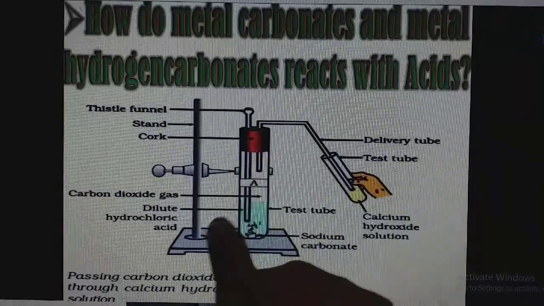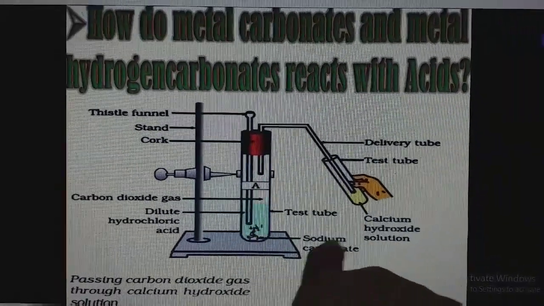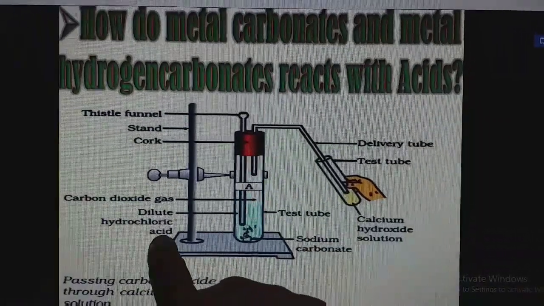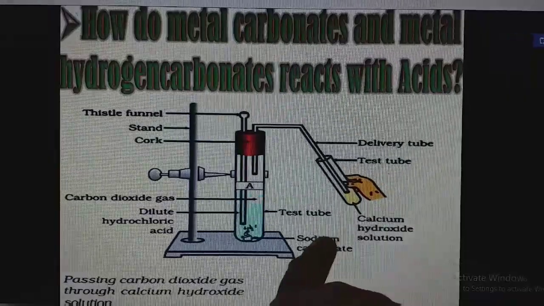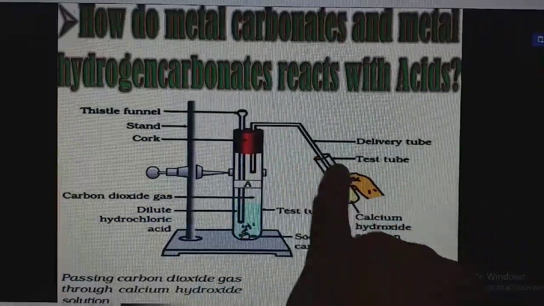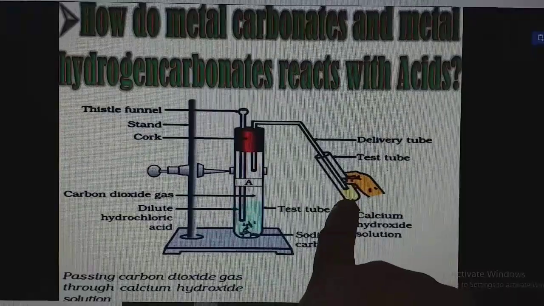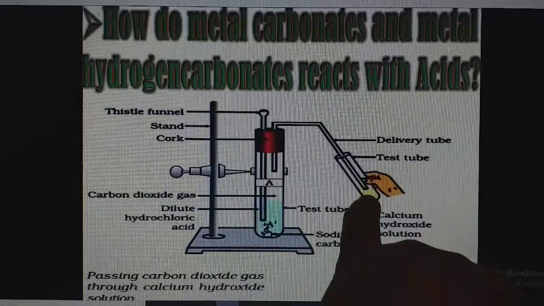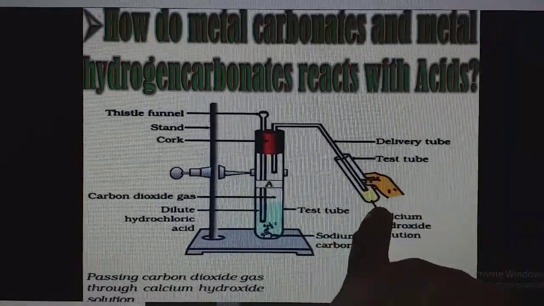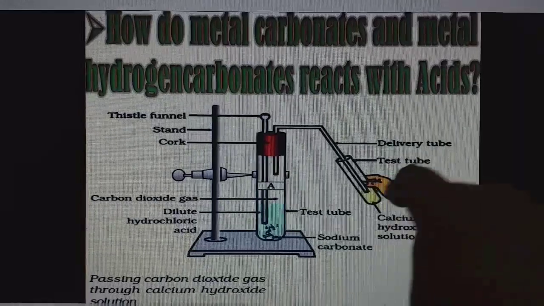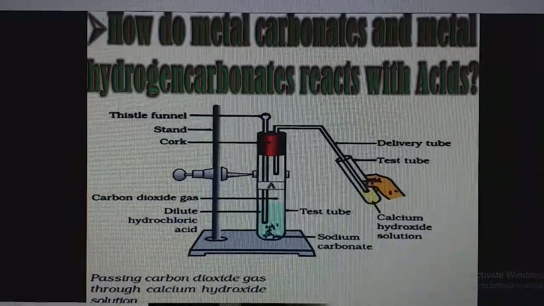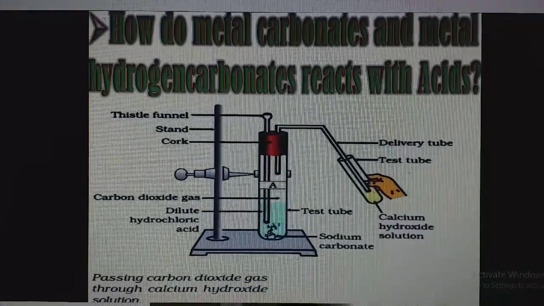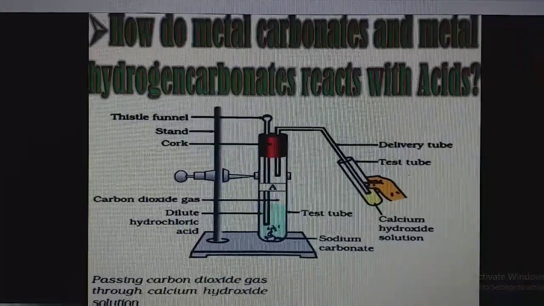So here the reaction you should understand: sodium carbonate reacts with HCl, and what you get is carbon dioxide and the salt. And how will you test whether it is carbon dioxide gas or not? You have to pass it through lime water. Lime water is nothing but calcium hydroxide solution. It is watery. When you pass carbon dioxide through it, it turns milky. That indicates the liberation of carbon dioxide gas. So whenever acid is added to a metal carbonate or even a hydrogen carbonate, carbon dioxide gas will be liberated.